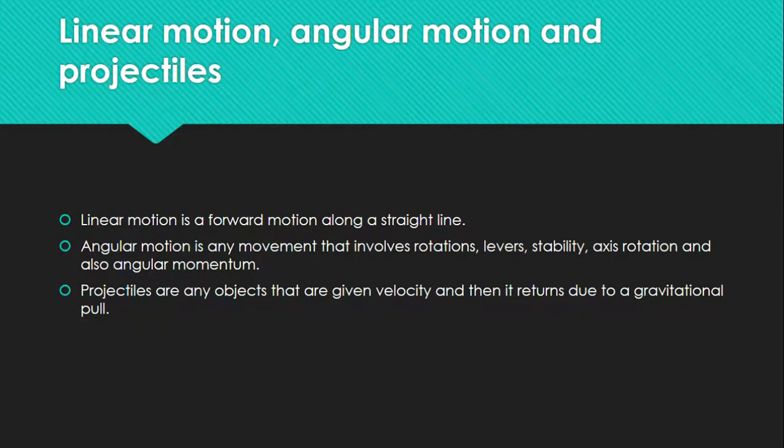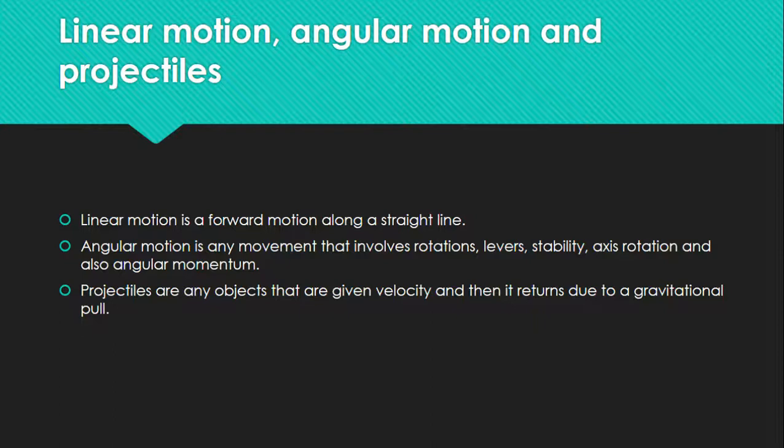A linear motion is a forward motion along a straight line. For example, a basketball player running straight into the key to perform a layup. When shooting the layup, the ball will experience an angular motion as it is pushed out of the player's hands and spins off the backboard and down into the net.